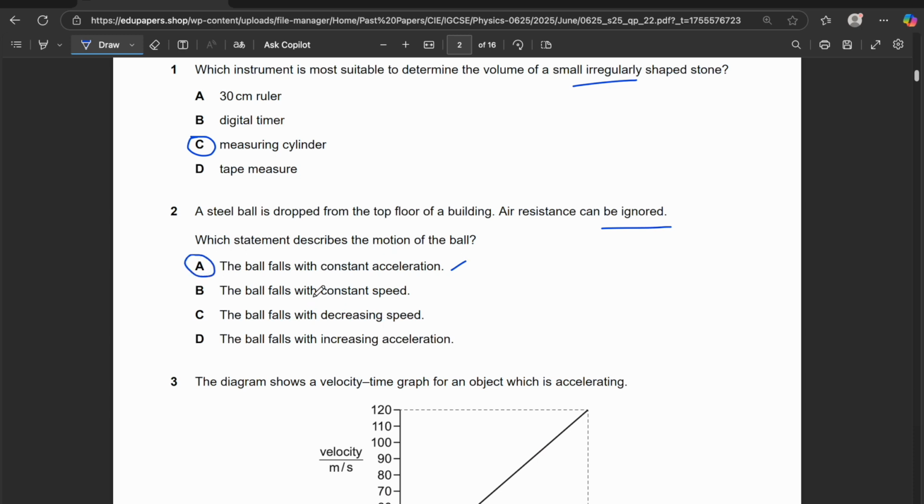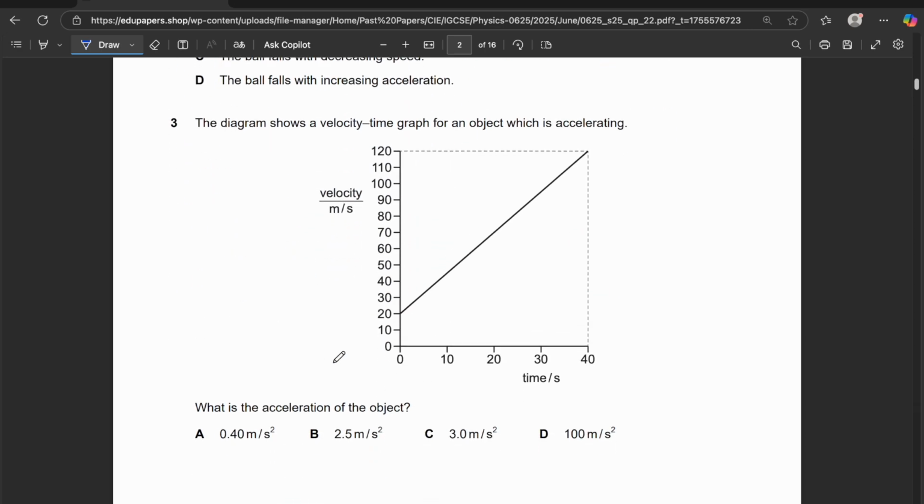B. The ball falls with a constant speed. We know that there is acceleration, so speed will be increasing. This is not true. D. The ball falls with increasing acceleration. Well, we just mentioned it is constant. So D is also wrong.